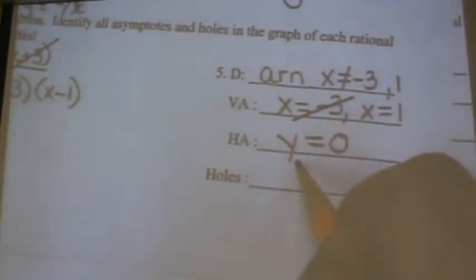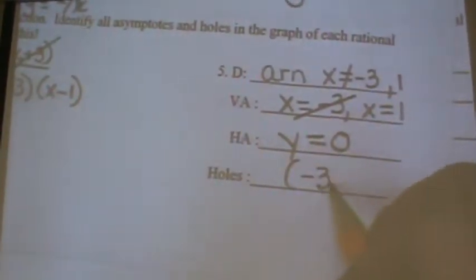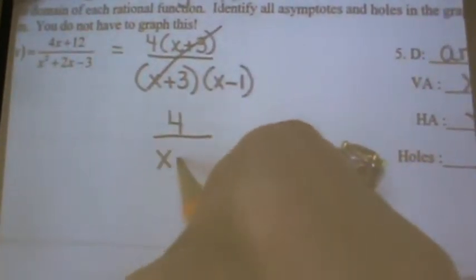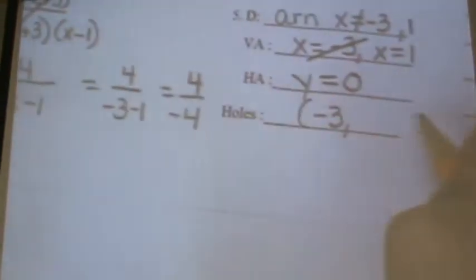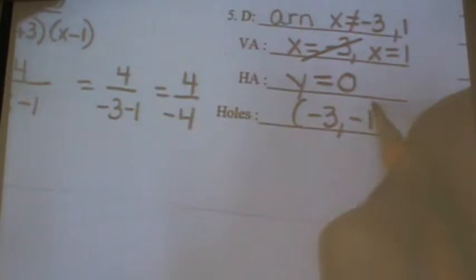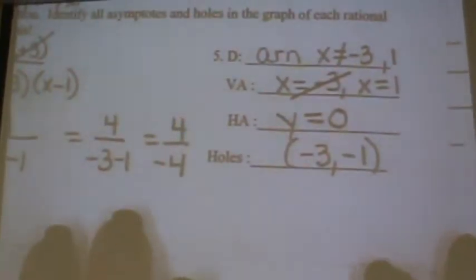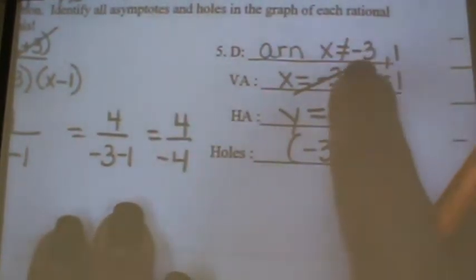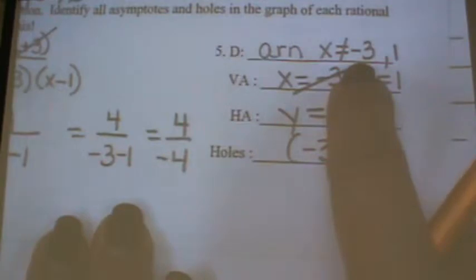So how do you find your hole? You're going to plug -3 in the new problem, right here, -3 goes right here. So you have 4 over -3 minus 1, which is -1. Yep, there's your hole. Did everyone catch that? So your domain is all real numbers. You cannot have -3. It's a hole.